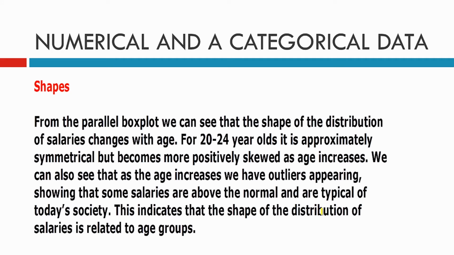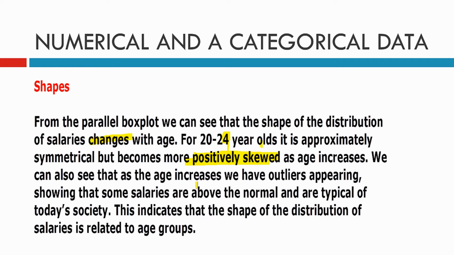The shape. We've got the parallel box plots. We can see that the shape of the distribution of salaries changes with age. We saw that it changed. 20 to 29 year olds is approximately symmetrical, but becomes more positively skewed as age increases. If we look at the box plots again, we've got a big whisker coming to the right, so that means it's positively skewed, and we also know that the median was to the left.